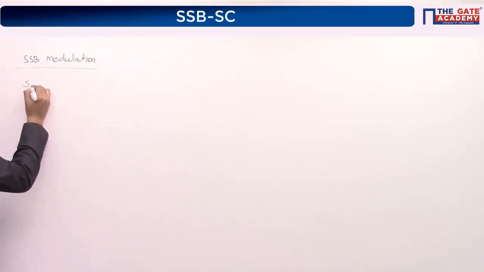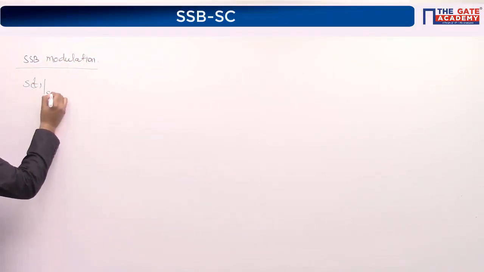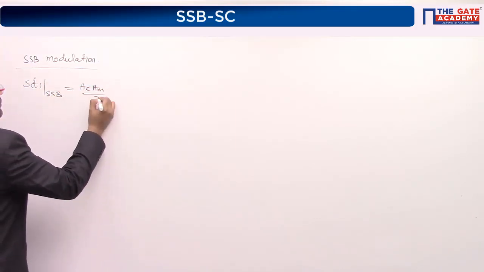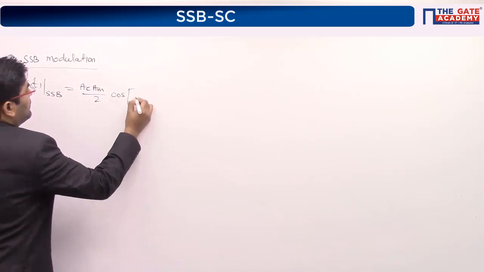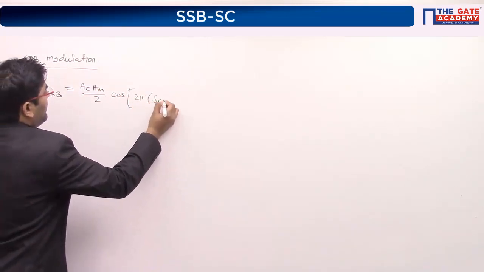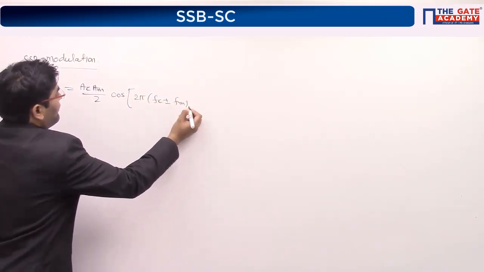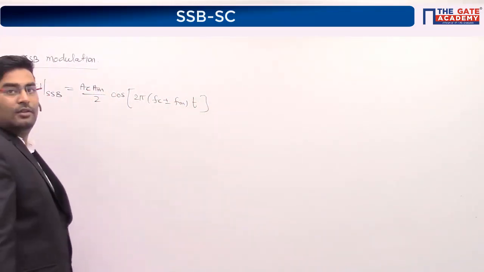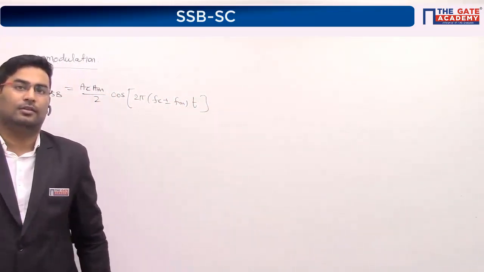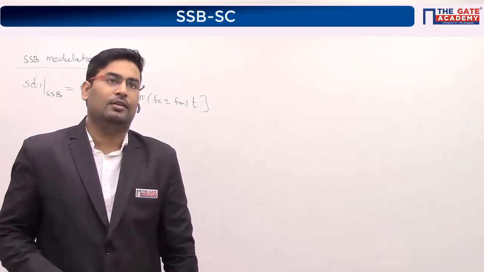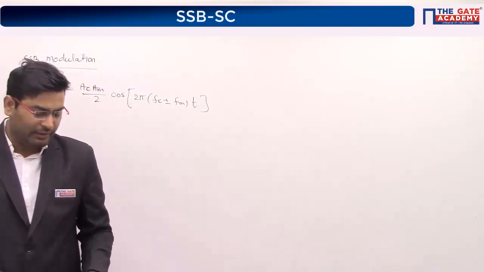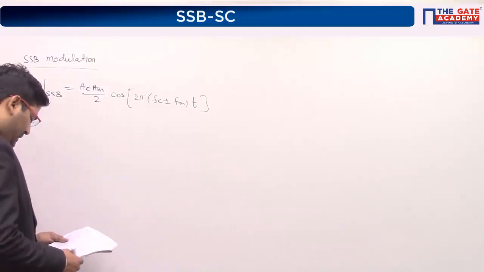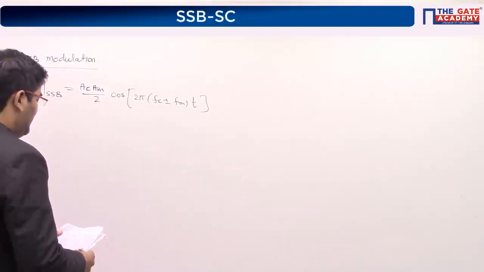If you recall, I gave you one equation: AC AM by 2 cos 2 pi (FC plus minus FM) T. Do you remember this? I gave you this equation, right? AC AM by 2 cos 2 pi (FC plus minus FM) T. Now what do you do?